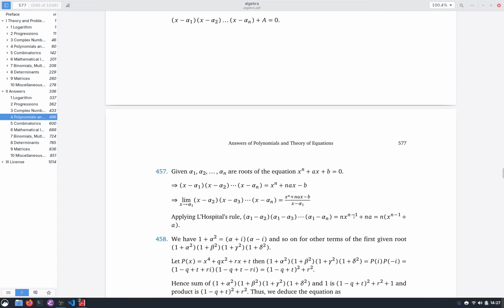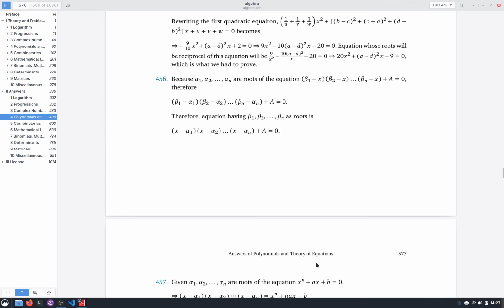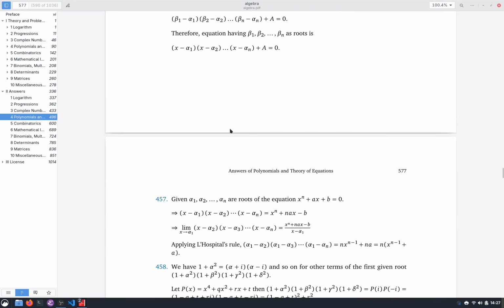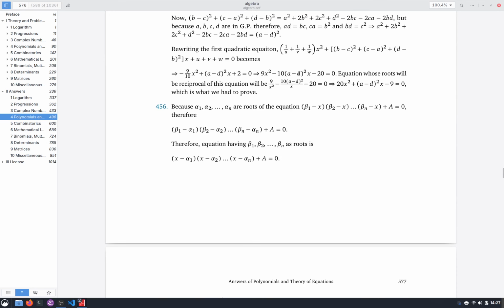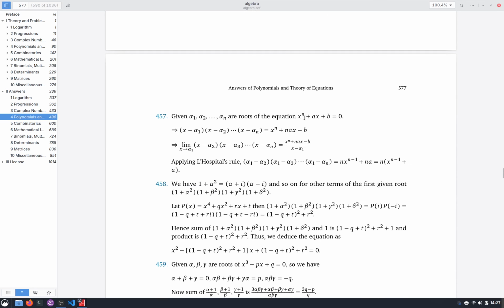So this requires a bit of calculus. You need to know L'Hospital's rule. If you don't know, you can skip this question. And this is equal to n into x to the power n minus 1 plus a. So we have got two typing mistakes. There should be n here and there should be 10 here. Okay. So we have got mistakes in questions 455 and 457. I'll fix this.